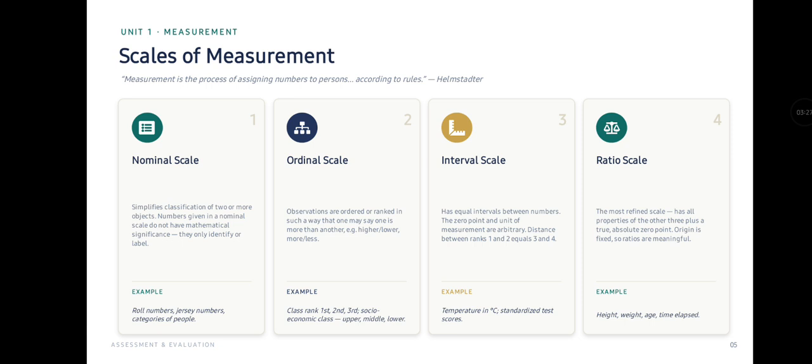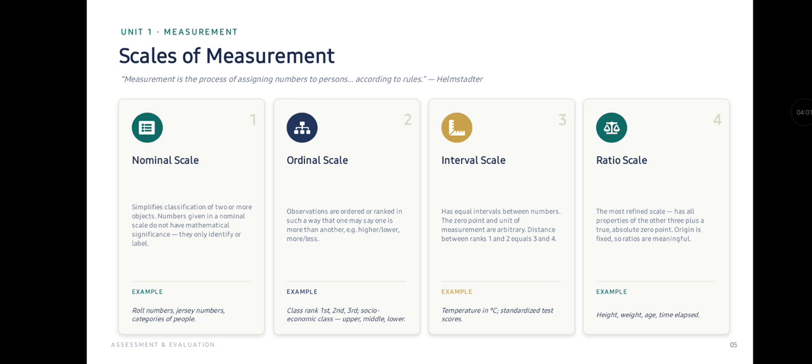Second is ordinal scale, that is, observations are ordered or ranked in such a way that one may say one is more than another. Example, higher, lower, more, less. Interval scale has equal intervals between numbers. The zero point and the unit of measurement are arbitrary. Distance between ranks 1 and 2 equals 3 and 4, for example temperature in Celsius, standardized test scores.